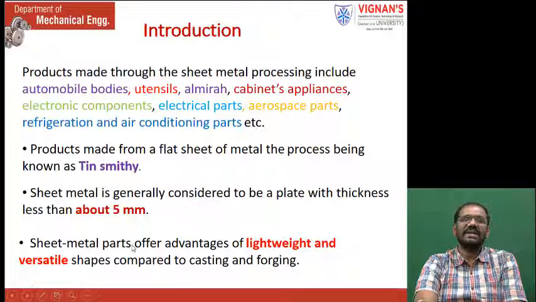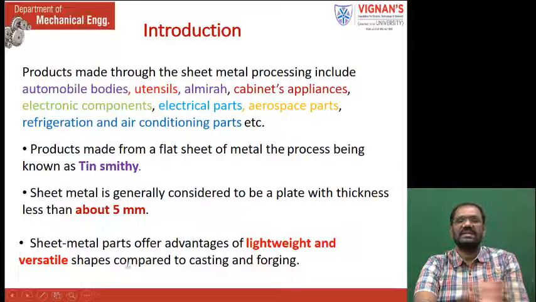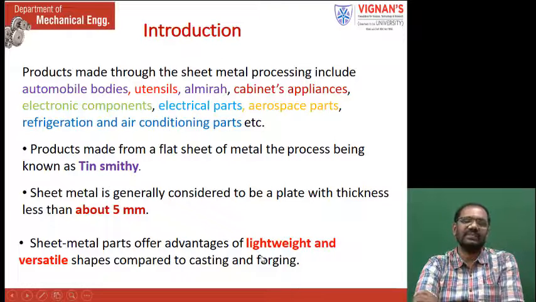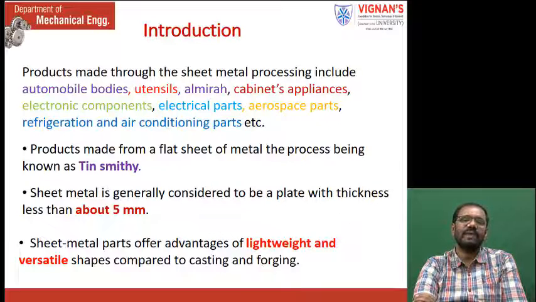Sheet metal parts offer many advantages. The first one is that they are lightweight and versatile in shape compared to casting and forging. Different types of shapes can be made easily, things which cannot be made by casting and forging processes.